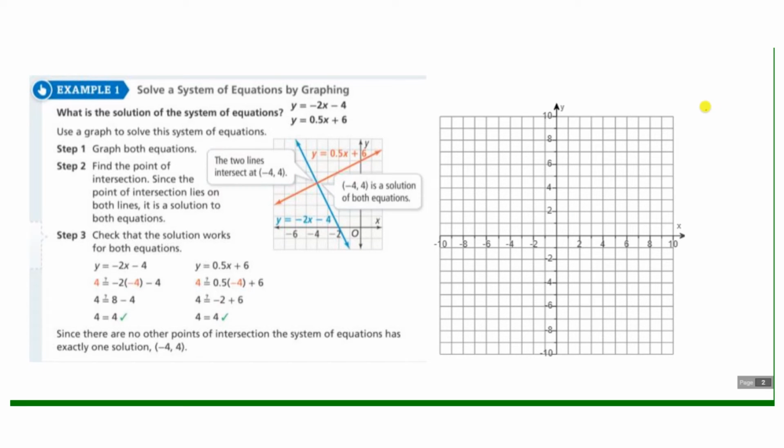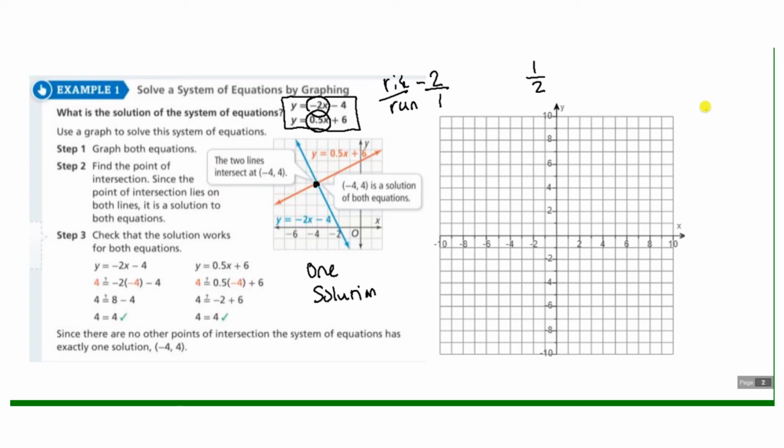So here's an example right here. Notice that our slopes are going in different directions. If the slopes are going in different directions, they're going to eventually intersect at one point and have one solution. So if you look at the first equation, the slope is negative 2. And remember, slope is rise over run, so if you want this to be a fraction, you can put it over 1. And the other equation has a slope of 5/10, which is 1/2.